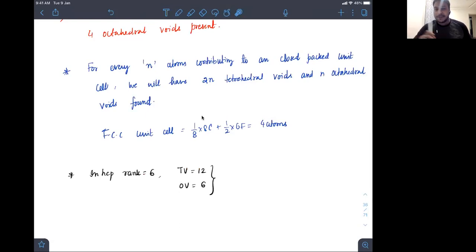Now we will relate the same thing with HCP. What is the rank of HCP, students? 6, which means there are 6 atoms comprising one unit cell of HCP. So how many tetrahedral voids must we have? Twice of it, which is 12. And how many octahedral voids will we have? Same as that, which is 6. So you can see that is what I have written. If the rank is 6, tetrahedral voids are 12, octahedral voids are 6. And in FCC, there are 4 atoms. Hence, if you have 4 atoms, we will have 8 tetrahedral voids and 4 octahedral voids.